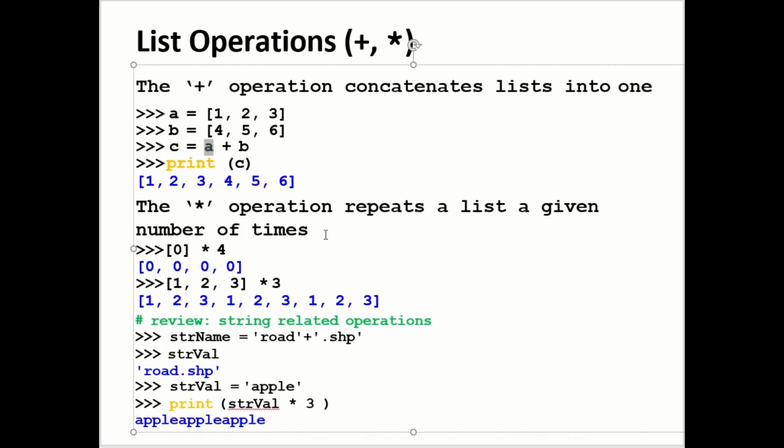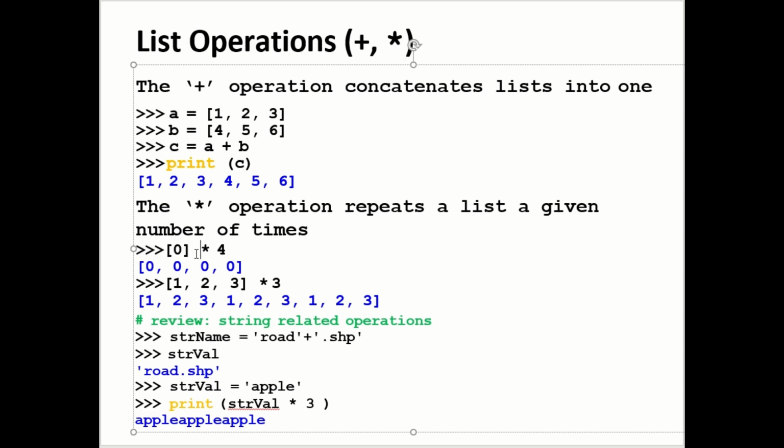The times operator repeats a list a given number of times to create a new list. So here a 1 element list with a 0 can be multiplied times 4 to create a 4 element list, all of the elements of which are 0. You can repeat something like a sequence. Here the list 1, 2, 3 times the integer 3. So the plus operator takes as its operands 2 lists here. The multiplication operator takes a list and an integer. And that's kind of the same as we saw with strings.